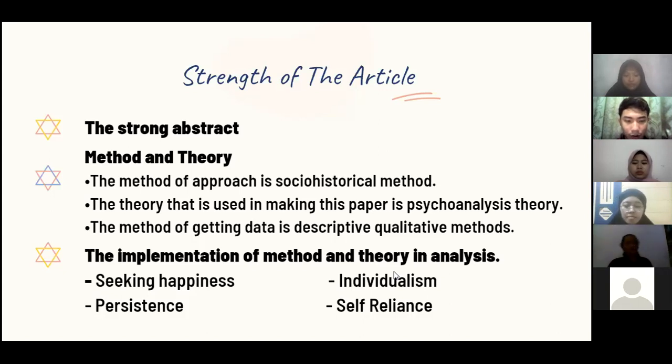Then there are 4 points for the implementation of method and theory in the analysis. The first is seeking happiness. In the context of American Dream, the writer provides a dream perspective of each character in the novel. However, these perspectives tend to conflict with one another.